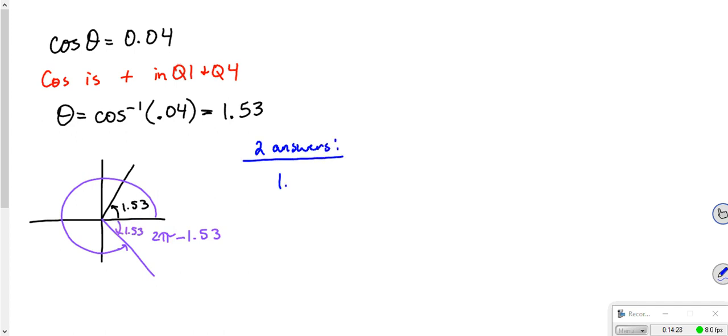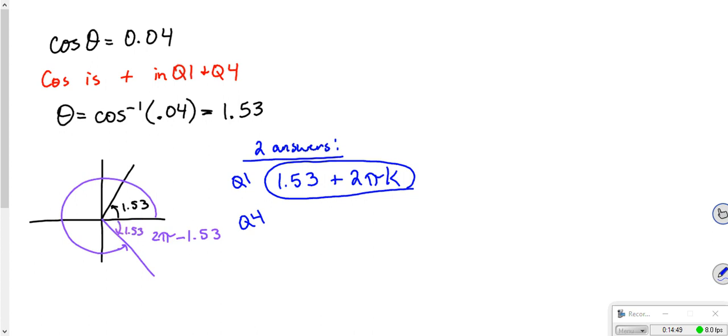First one is 1.53. This is quadrant 1. 1.53 plus 2 pi k. It's going to occur every time you go around the circle in that same spot. And then my answer for quadrant 4 is going to be, if I take 2 pi minus 1.53, I get 4.75, and again, plus 2 pi k.